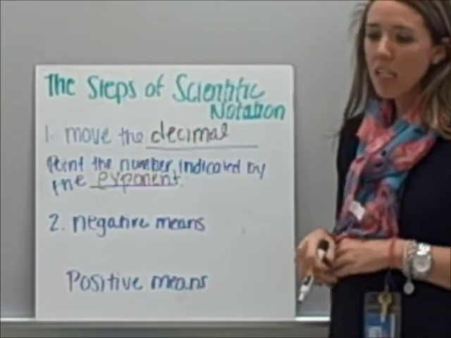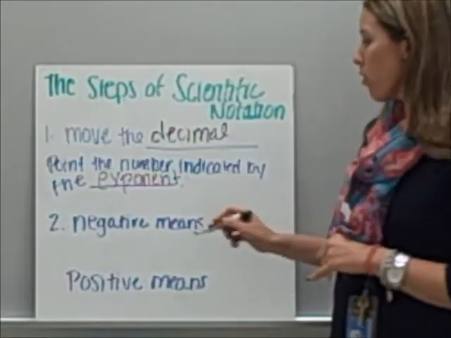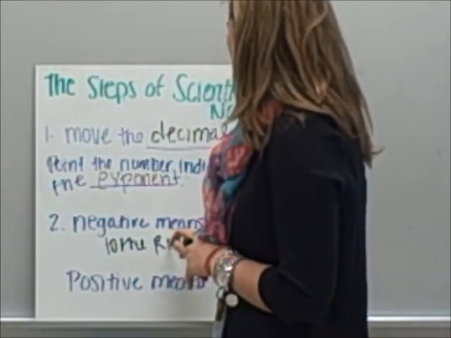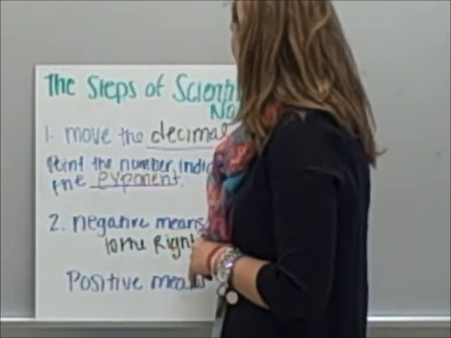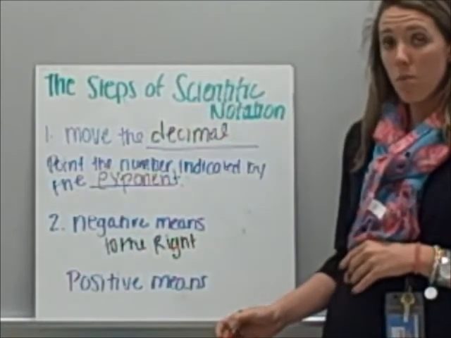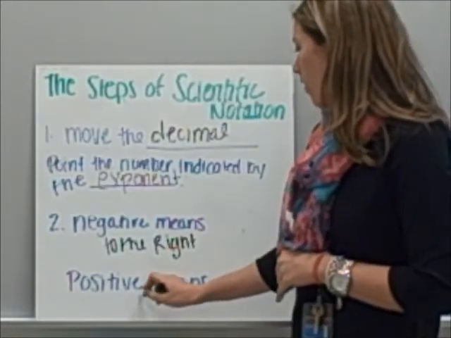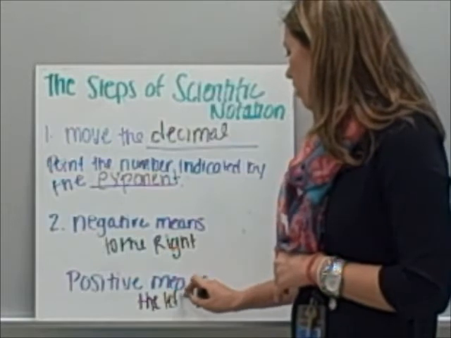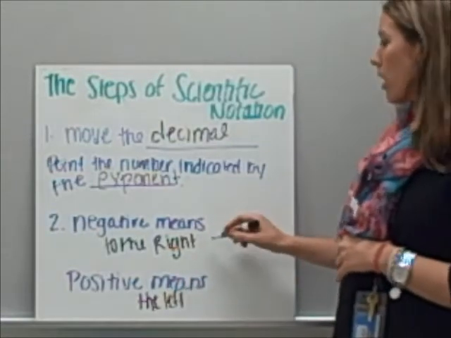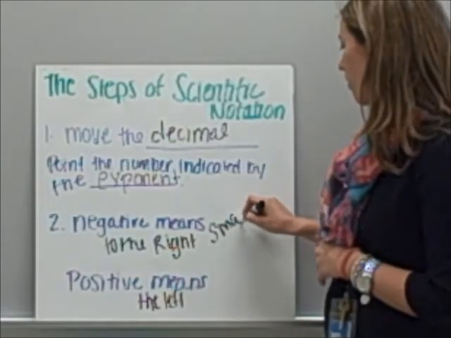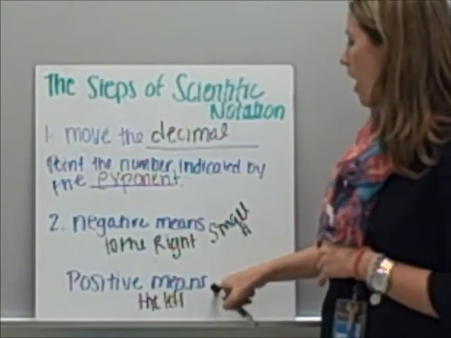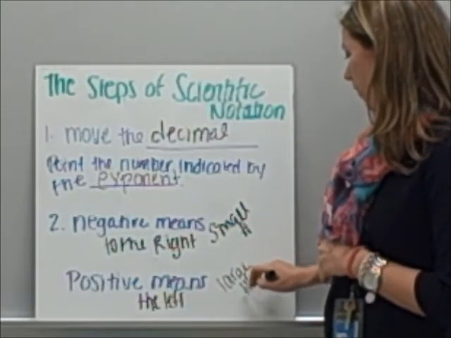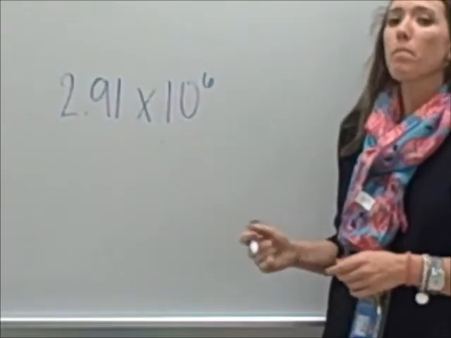A negative exponent means we move to the right. Positive means we move to the left. Remember, a negative exponent is a small number, and a positive exponent is a large number.